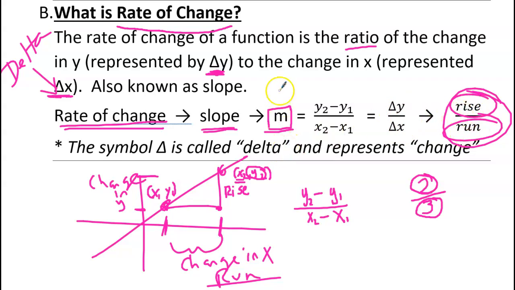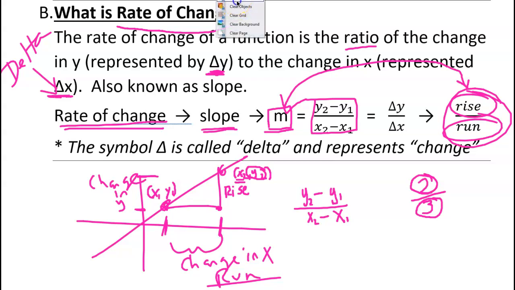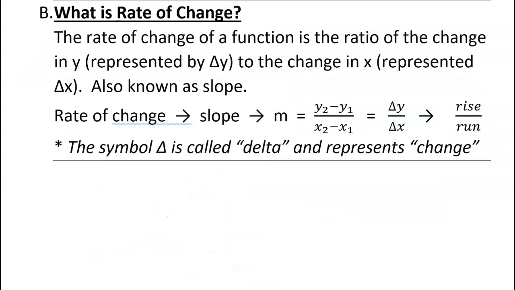So you guys remember from Algebra 1, all they really talk about is m and rise and run, right? Actually, they talk about this too, but they don't get into rate of change and delta y and delta x, from what I remember anyway. Let's go ahead and move on to the next topic then.